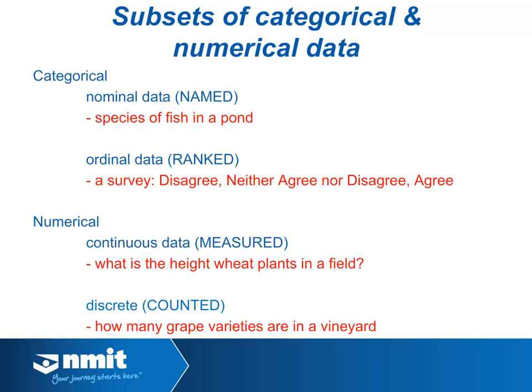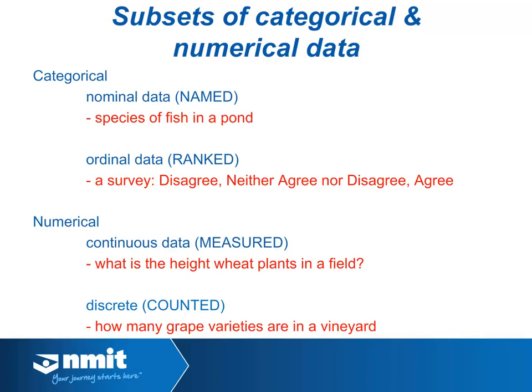Fairly simple. Now let's look at the numerical variables, the ones that we actually measure. So we get data based on physical measurements of characteristics. The first is continuous data, where we actually take readings.